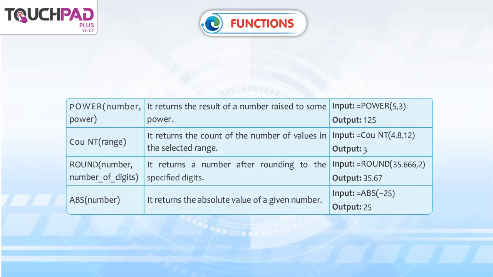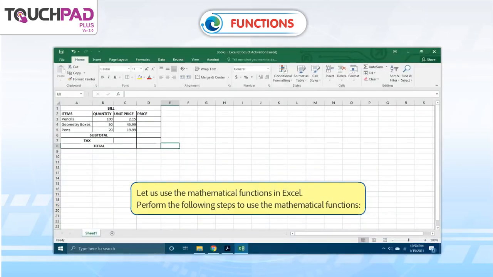ROUND(number, num_of_digits). It returns a number after rounding to the specified digits. Input: ROUND(35.666, 2). Output: 35.67. ABS(number), absolute number. It returns the absolute value of a given number. Input: =ABS(-25). Output: 25.